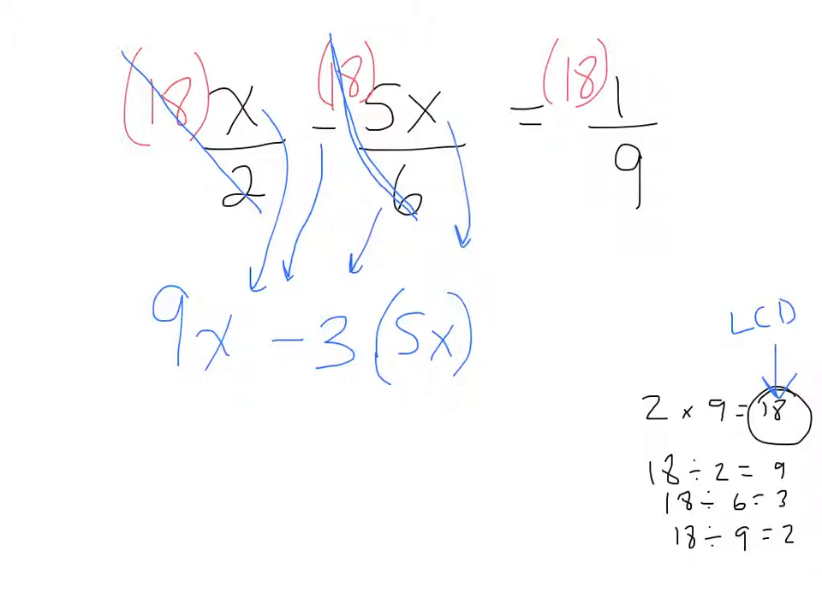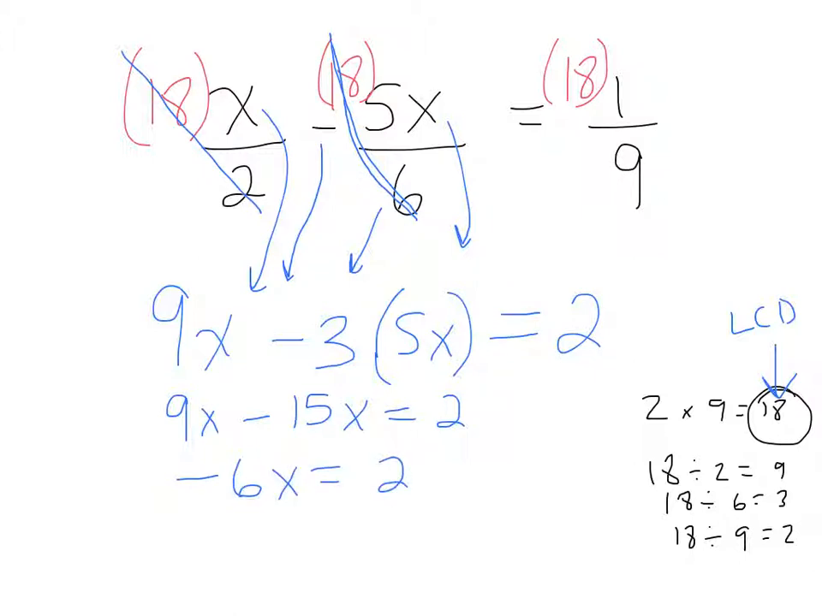And then finally, 18 over 9, right, which is 2. So I can go directly to writing down 2. 18 over 9 is 2. So I've got 9x minus 15x, because 3 times 5x is 15x, equals 2. So 9x minus 15x is negative 6x equals 2.